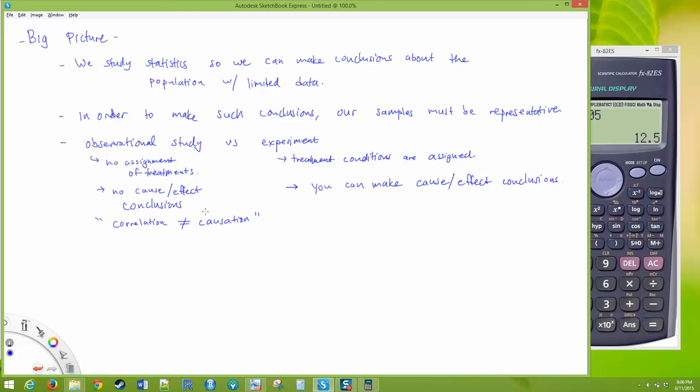Unfortunately, UCLA Extension doesn't offer any of those courses. I would love to teach a class like that, but there's not enough demand. But you can do concurrent enrollment through UCLA.